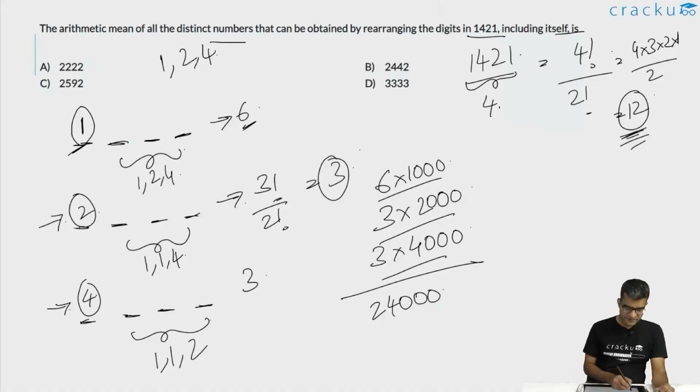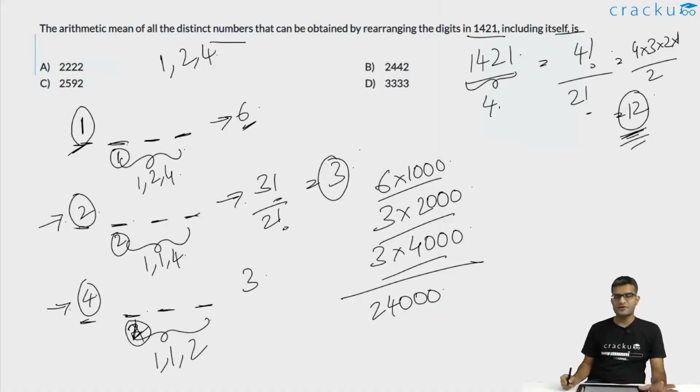The same way, we will have 6 numbers which will have 1 in the hundreds place. Because the remaining 3 digits have to be 1, 2 and 4 in some order, there are 6 such numbers. We will have 3 numbers which will have 2 in the hundreds place. We will have 3 numbers which will have 4 in the hundreds place.